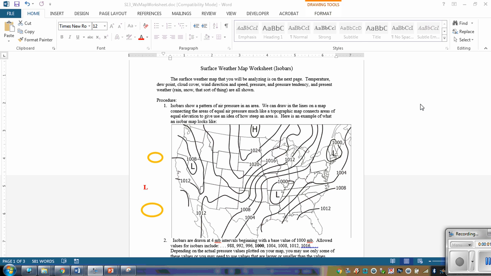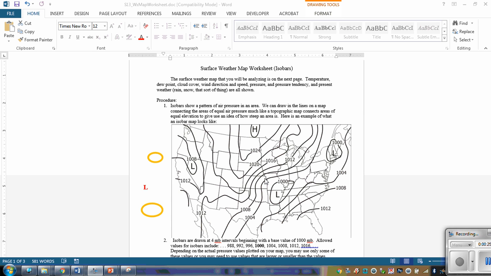Map reading in most of our natural sciences, like earth science, is a very important skill. We can get lots of information from a map that we can't necessarily get just from data. And in this case, what we're looking at is an isobar map. We talked about this a little bit earlier on.